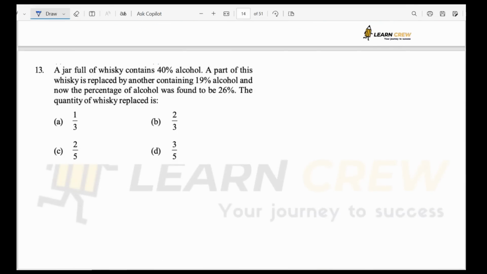Next, question number 13. Please do answer this. A jar full of whiskey contains 40% alcohol. A part of this whiskey is replaced by another containing 19% alcohol, and now the percentage of alcohol was found to be 26%. The quantity of whiskey replaced is how much? Find the answer.